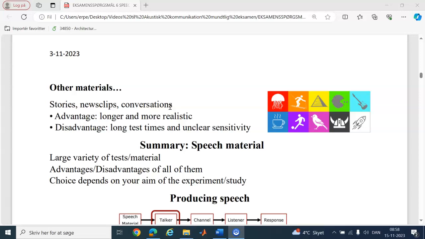Advantages: longer and more realistic, maybe. Disadvantages: long test times and unclear sensitivity, maybe. Summary about speech material: a large variety of test material, with advantages versus disadvantages for all of them. The choice depends on the aim of your experiment or study.